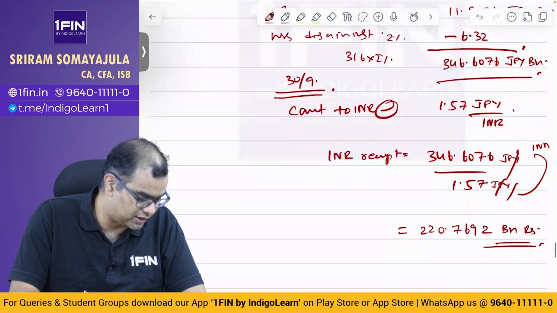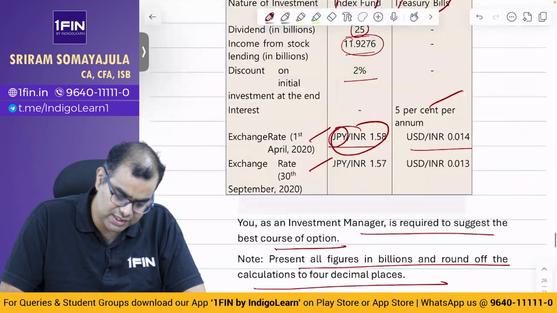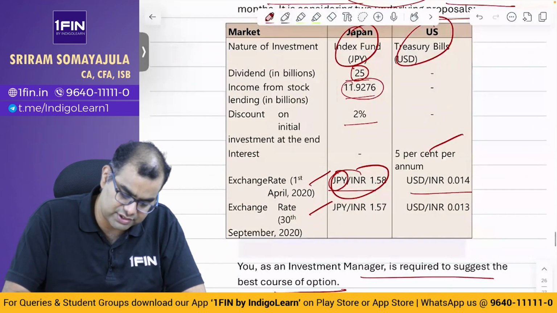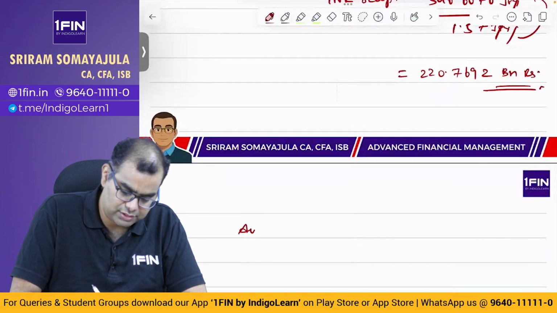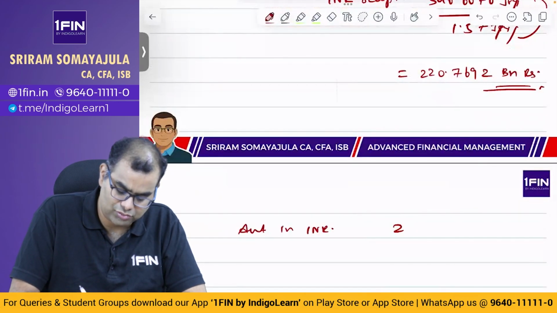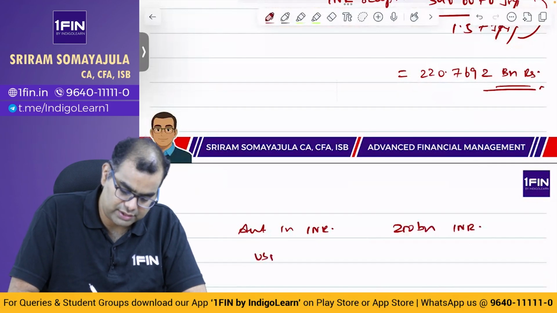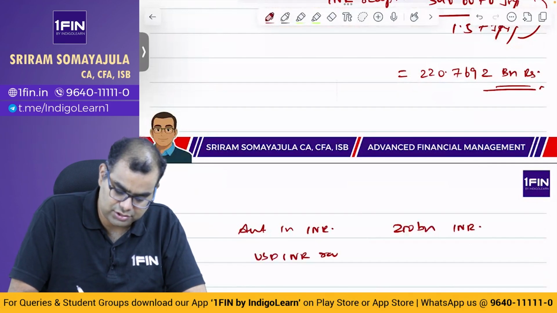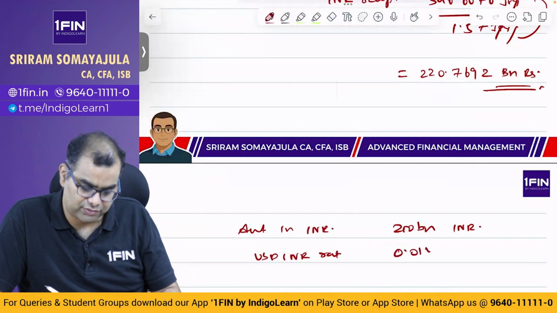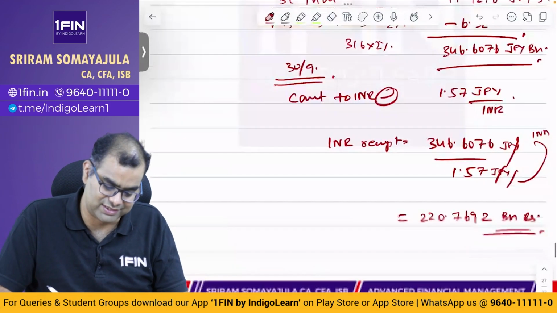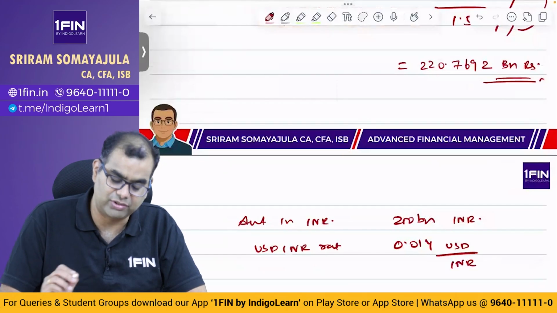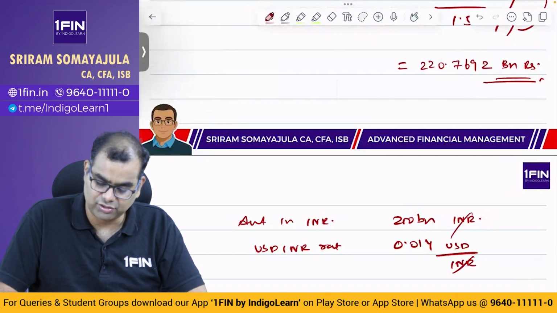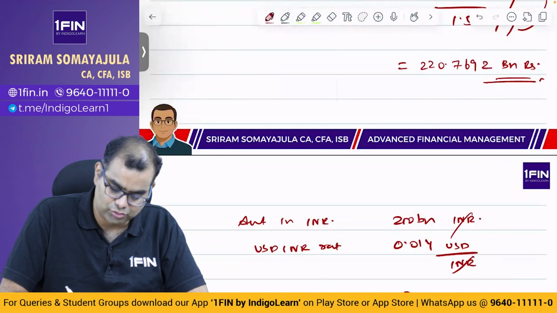Now let us go with the second alternative. What is the second alternative? Second alternative is treasury bills. You directly invest in treasury bills. Amount in INR 200 billion, USD INR rate 0.014. Single zero only, thankfully, 0.014 USD per INR. So you can directly multiply these two and the currencies will cancel. 200 into 0.014, you get 2.8 billion USD.